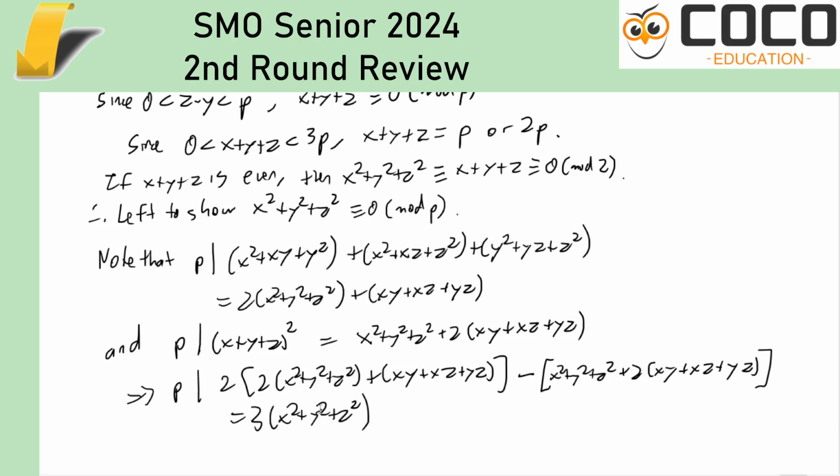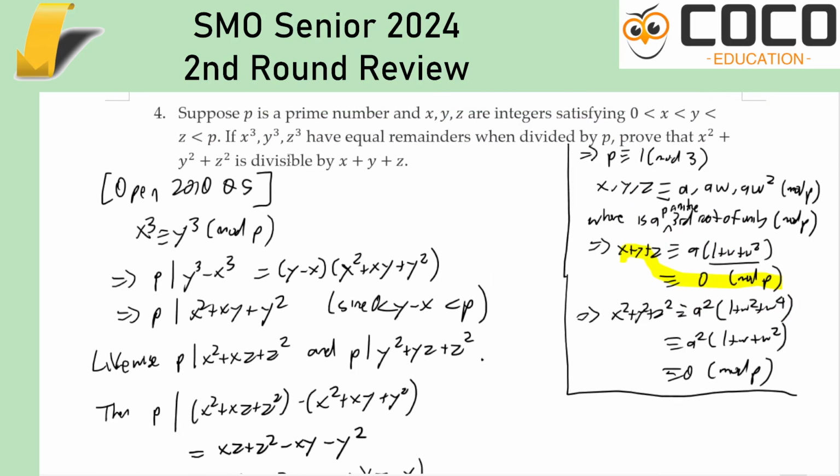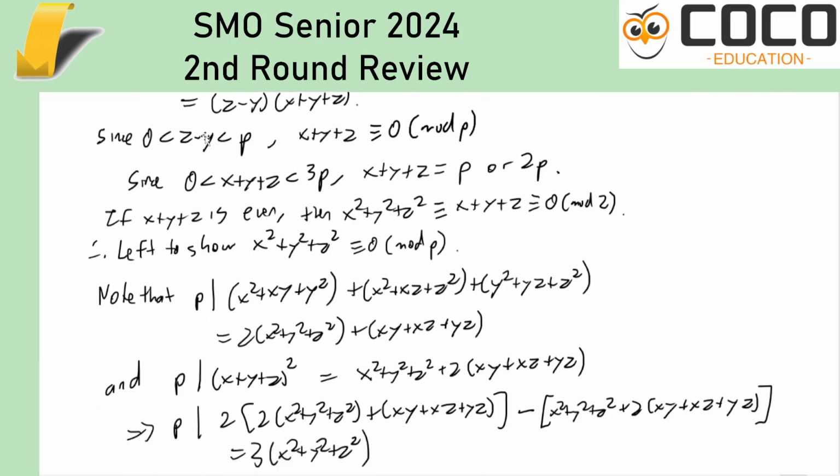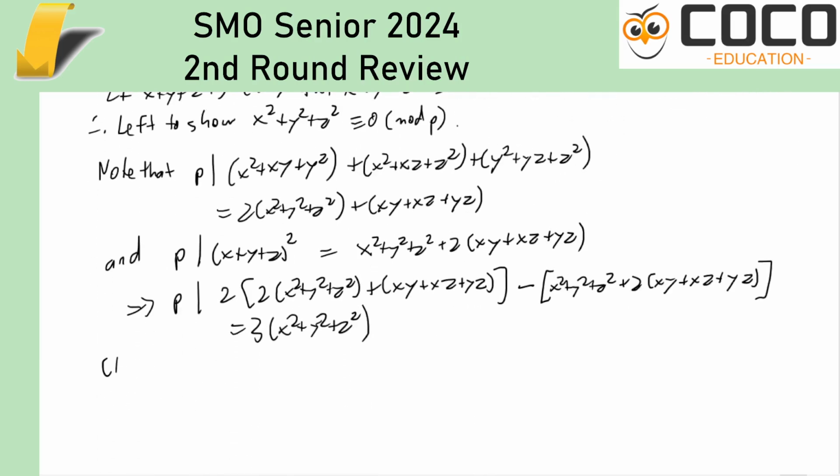Can p be 3? Last I checked, there are not 3 numbers between 0 and 3, so I don't have to worry about 3 at all. And therefore we are done.